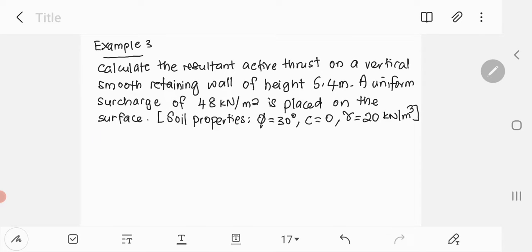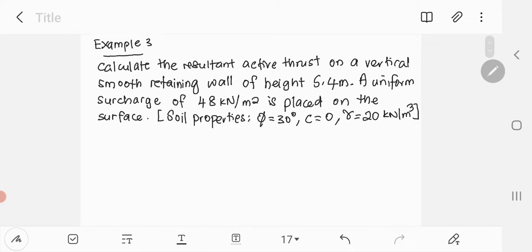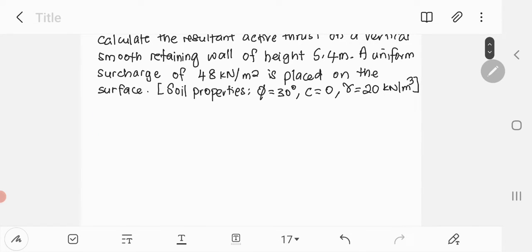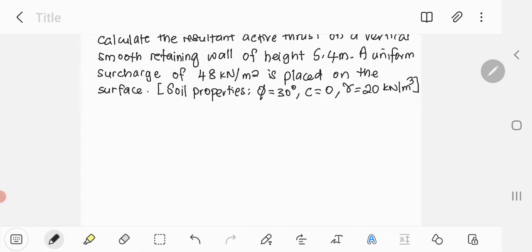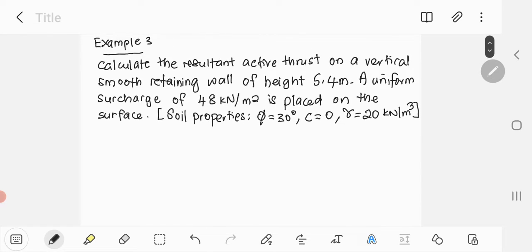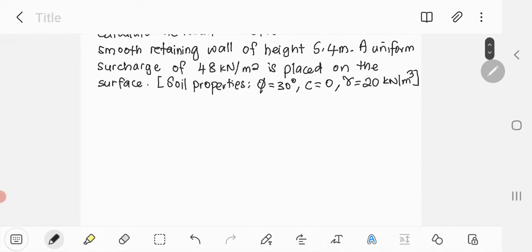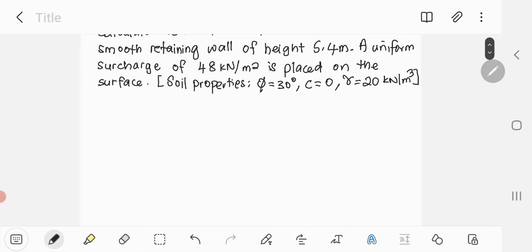Okay, calculate the resultant active thrust on a vertical smooth retaining wall of height 5.4 meters, where a uniform surcharge of 48 kN per meter squared is placed on the surface. So these are all the soil properties, and from this we need to work out how to go about the two considerations to analyze the retaining wall. Okay, let's see this example.